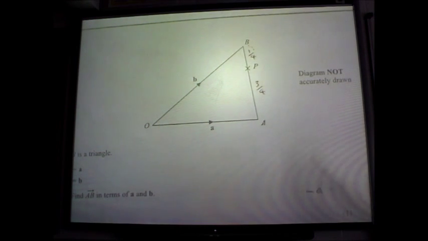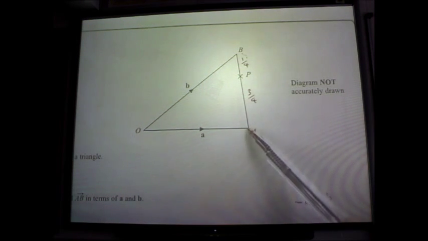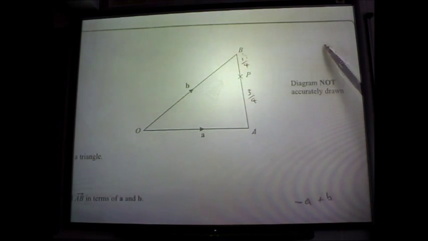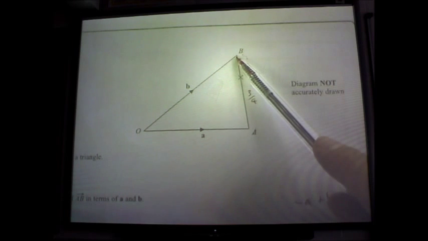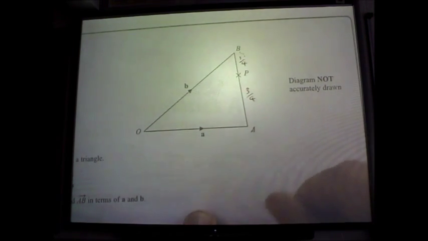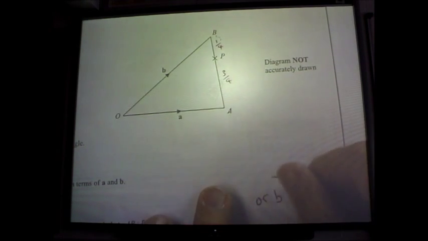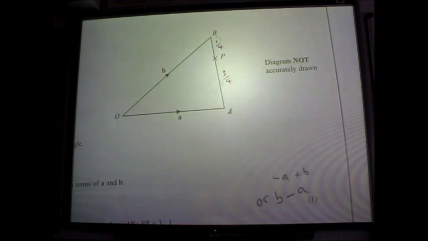The other way you could do it is to go B first. So imagine going up that way first, and then minusing A, so come back along there. So it's minus A add B, or, I'll write it here, you could also have B minus A, but both of them are fine.